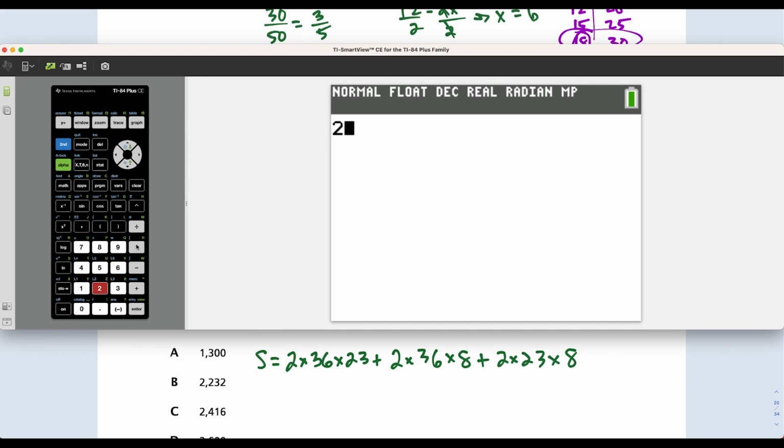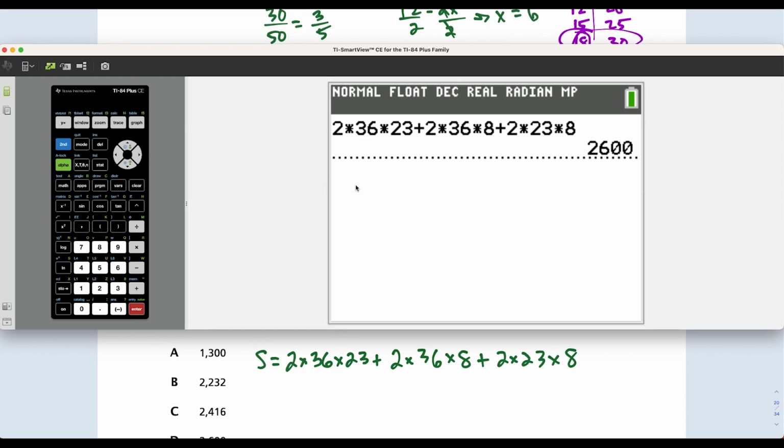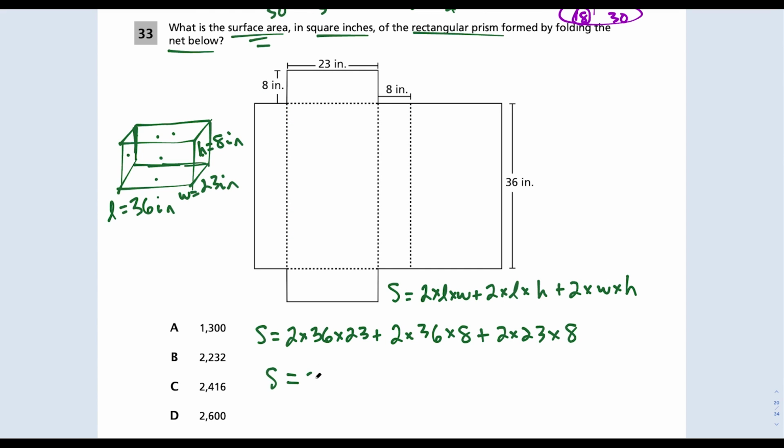So I'd have 2 times 36 times 23, and then I'm going to add 2 times 36, and we're multiplying that by 8, and then we're going to add one last product. We have 2 times 23 times 8 like this. Now, if your calculator can't type everything in one shot, then I would do these products one by one, and then I would add those three terms together. But this, I can just do it all at once, and this would work out to 2,600. So the surface area, once again, works out to 2,600, and we're talking about square inches here, and that would match up with choice D.